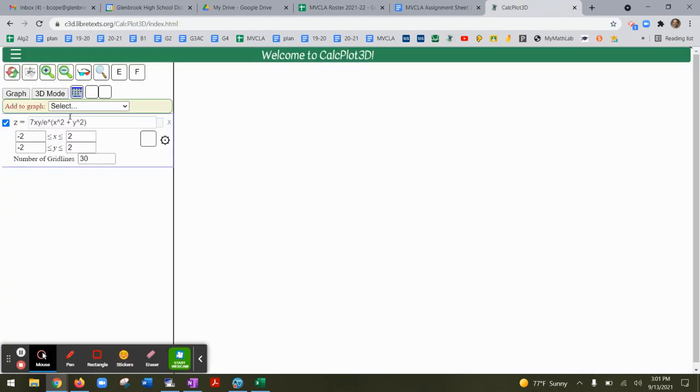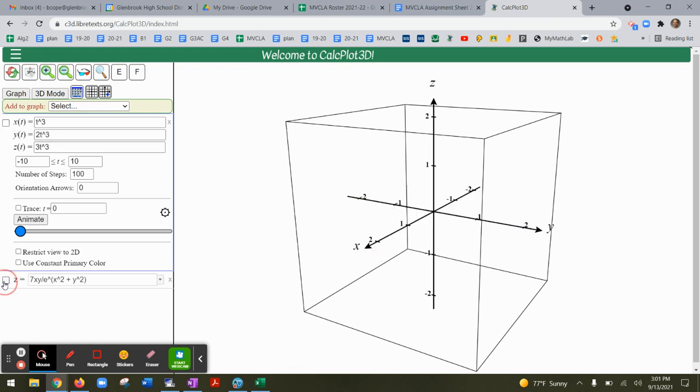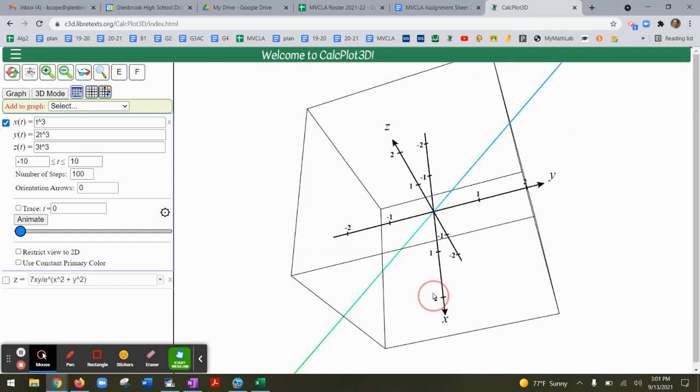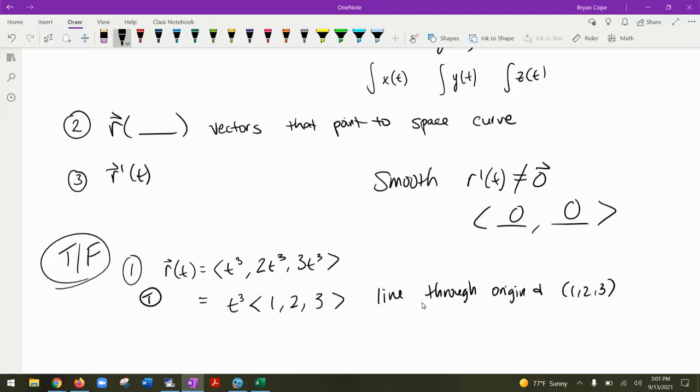So our first component was, space curve, what was it? T cubed. And then what? 2t cubed, and then 3t cubed? 3t cubed. Okay, let's hide that surface, and show this curve. See? That's a line. Cool, right? That's very counterintuitive.